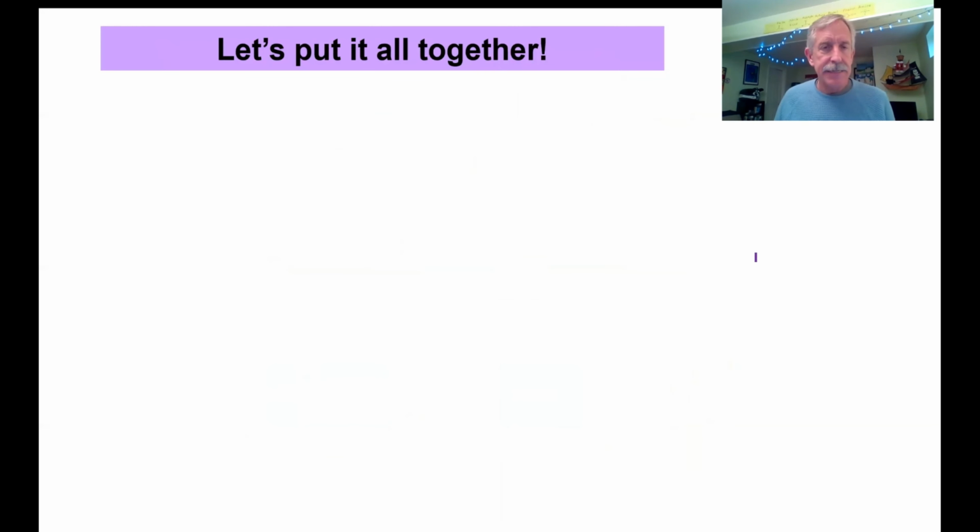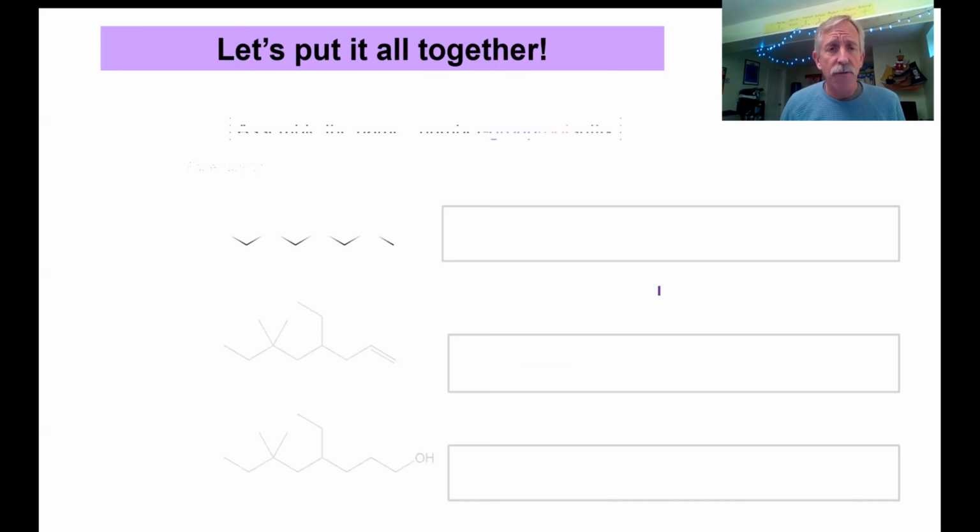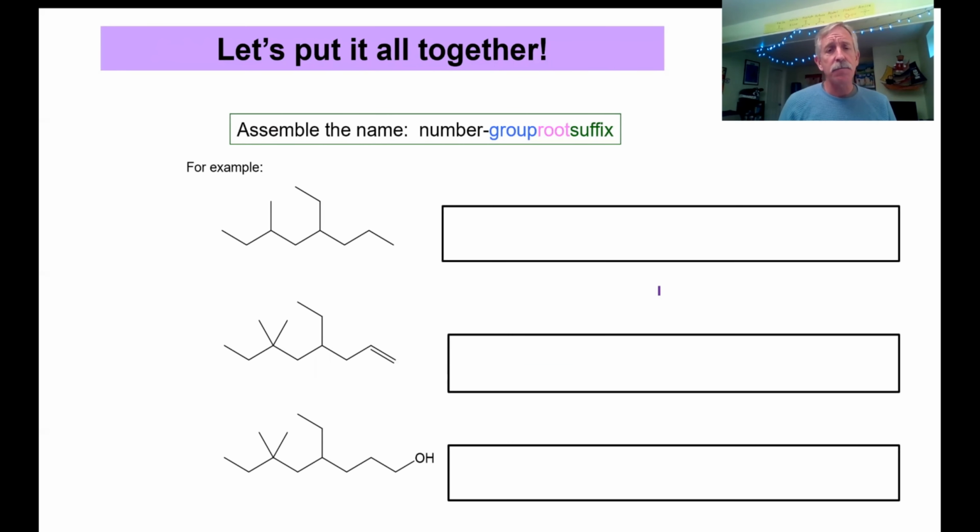All right, time to put it all together. So really, I want to go to our study groups and play with this mostly. But see if you can name these 3 molecules. Okay, I'll give you a second and then we'll see what happens.